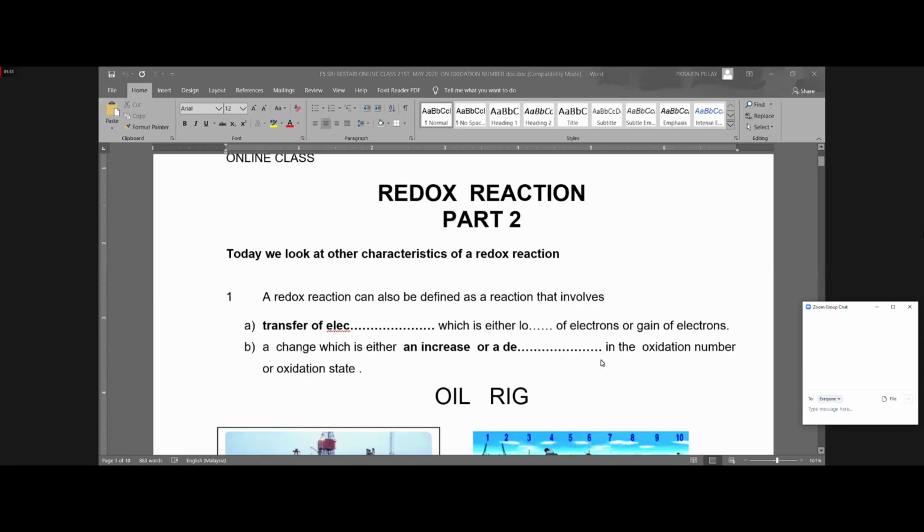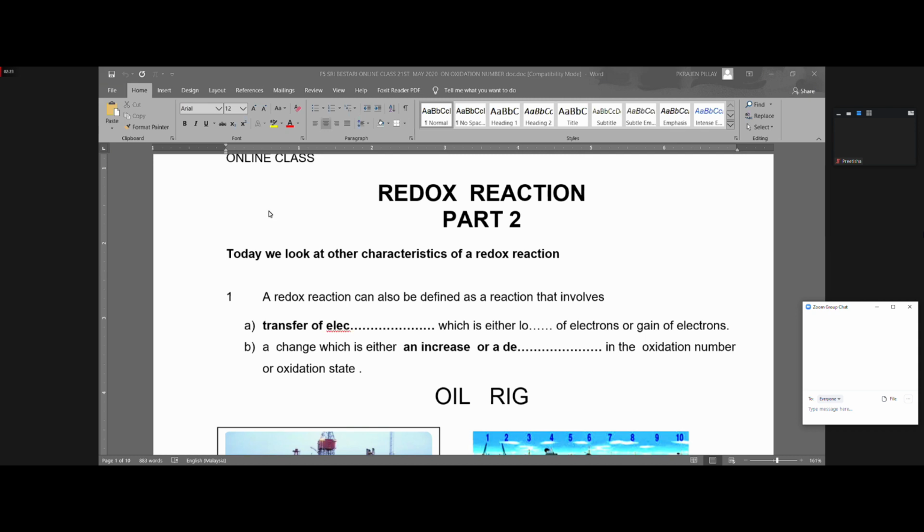So the other day we did the first part of redox reaction where we learned about oxidation and reduction in terms of oxygen and hydrogen. Remember, if you gain oxygen, we call it oxidation. You lose oxygen, it is reduction. For hydrogen, it's just opposite. If you lose hydrogen, it's oxidation. You gain hydrogen, it's reduction. And I gave you all the examples.